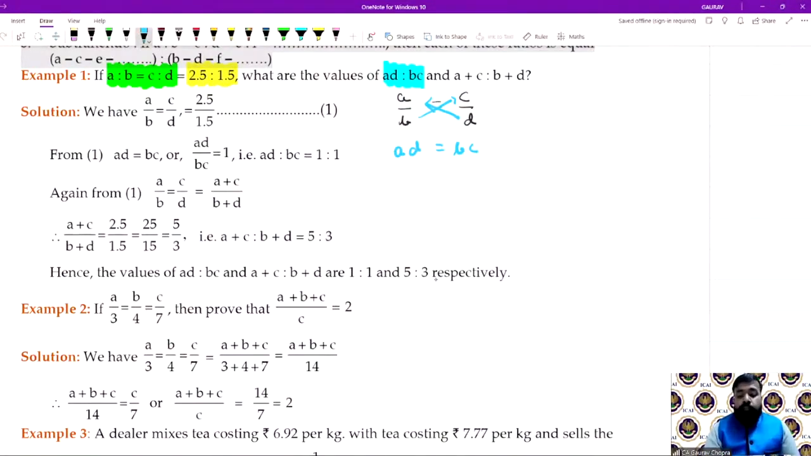They are equal. Now, if we bring BC on the other side, what will happen? It will become AD upon BC is equal to 1. In the denominator, nothing is written, so we can say that it is again 1. So AD by BC is equal to 1 upon 1, or it can be written as AD ratio BC is equal to 1 ratio 1. So this is the result. So this was the first part of the question.